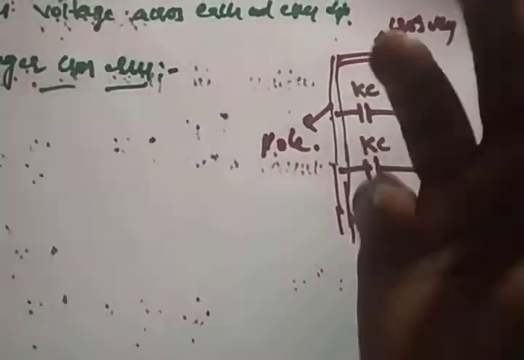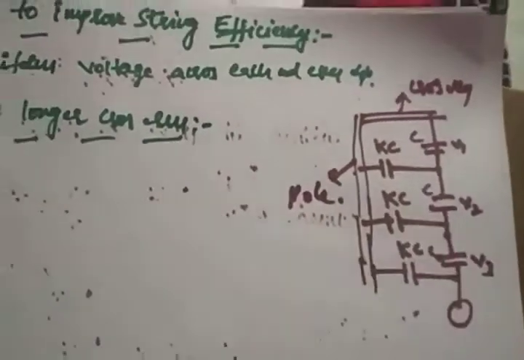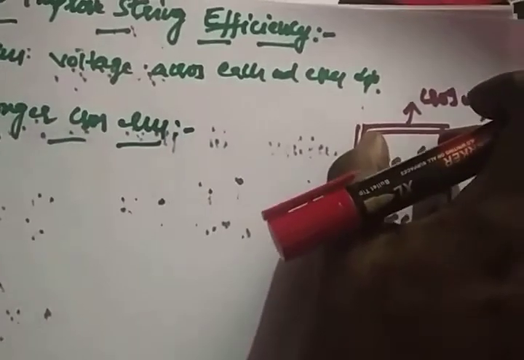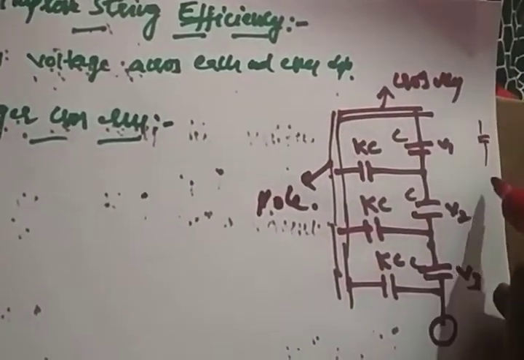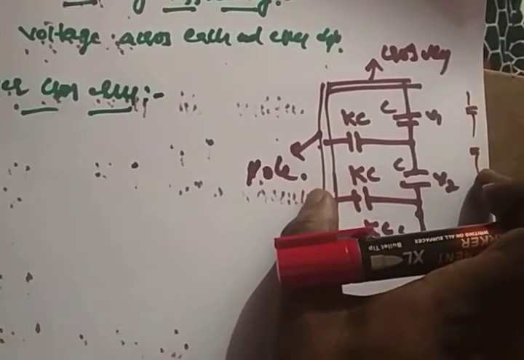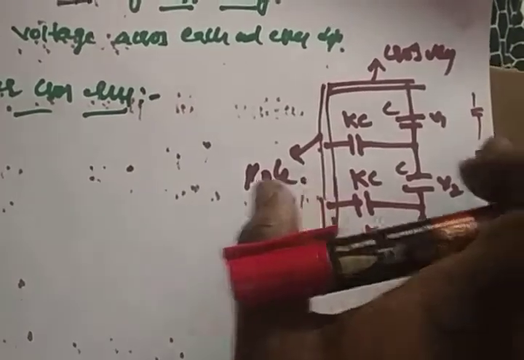What about the string efficiency? That means you are increasing the string efficiency. I hope it's clear. See, taking a longer cross arm. Your cross arm is this one. If the cross arm increases, that means the distance between the string and the pole is very high.